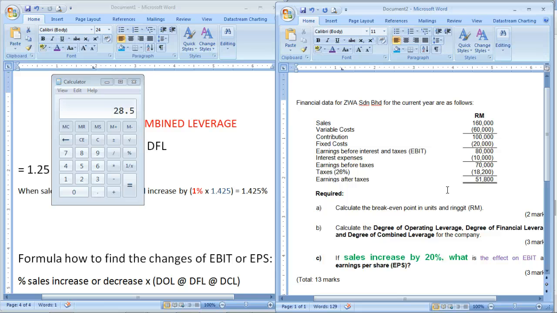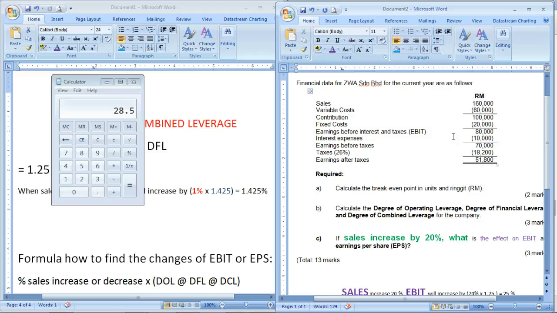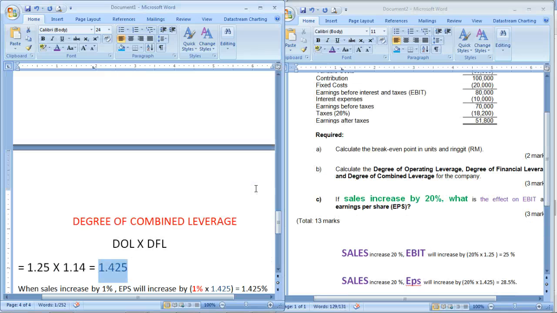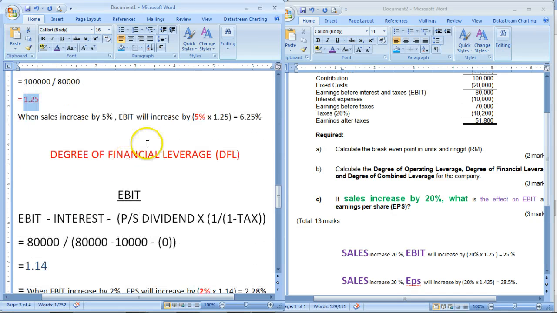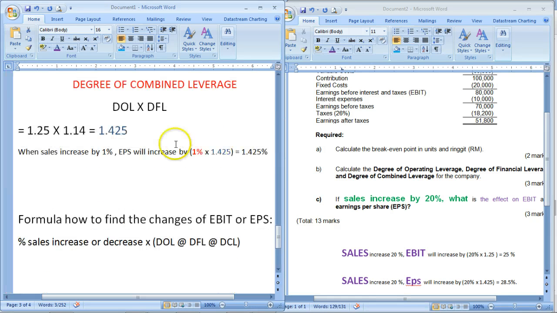Alright. So that's all on this video. This is a simple question, because they provide you the income statement, you just substitute all these numbers into the formula. Remember, when you calculate DOL, this is not the amount of increase. This is an indicator only. You need to calculate the amount of increase by using this formula as I showed you just now.